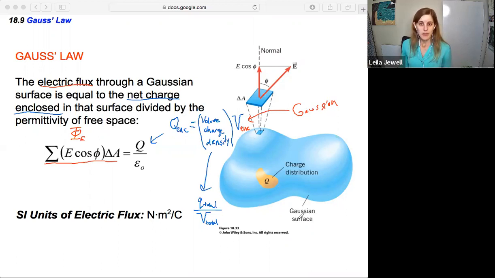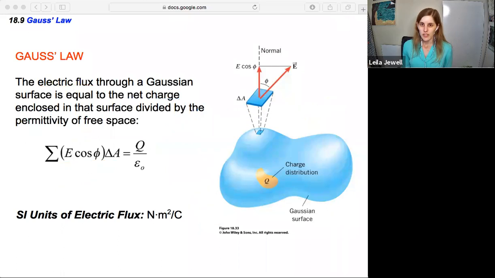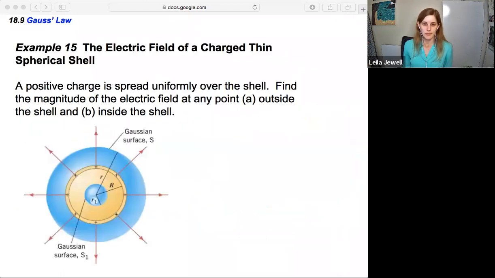All right, so that's a bit of an aside there. If we're thinking about electric flux, it's electric field times area, and the units are going to reflect that. Remember, our electric field units are newtons per coulomb, and our area units are meters squared. So the overall units of electric flux are newton meters squared per coulomb. A little bit lengthy, but that works just fine. All right, so now that we've seen this, let's check out an example.